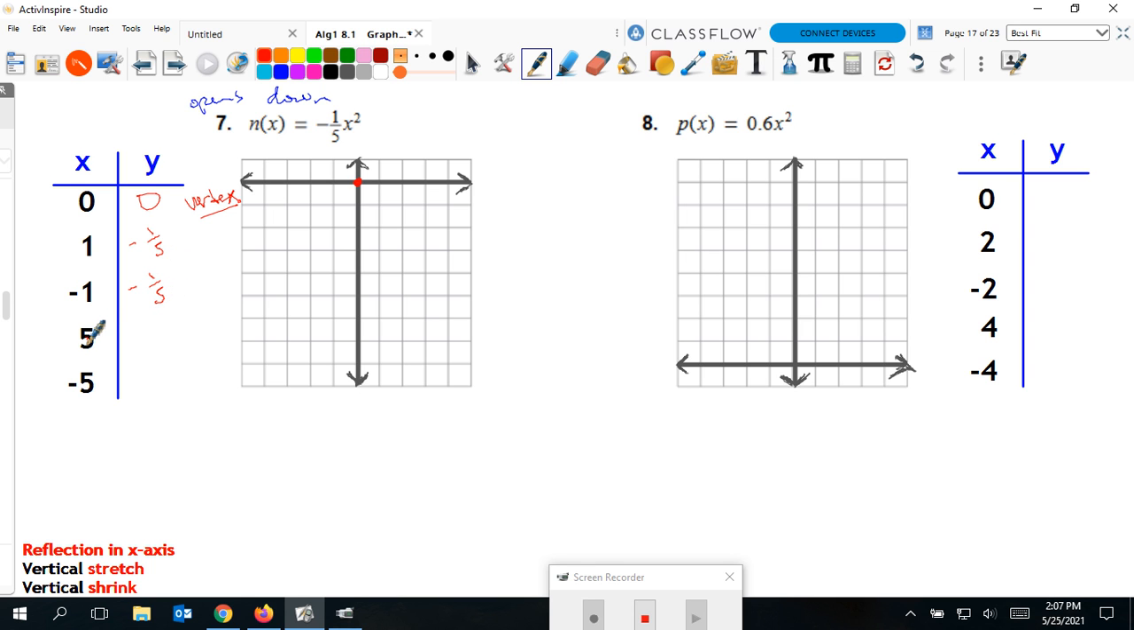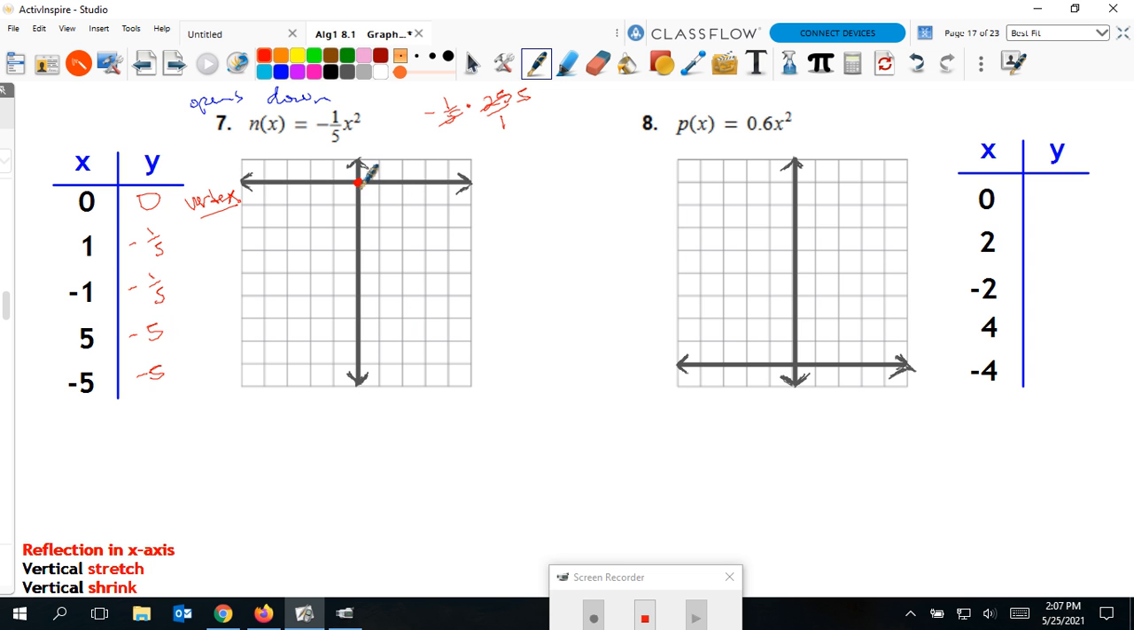When I plug in 5, now notice I chose 5. I didn't choose 2 this time because I'm trying to be able to cancel it down here. So when I plug in 5 here, 5 squared is 25. So it's like negative 1/5 now times 25. And I can put this 25 over 1. 5 can cross cancel with that, so that's a 5 now. So basically I have negative 1 times 5 is negative 5. We would get the same thing with this one as well.